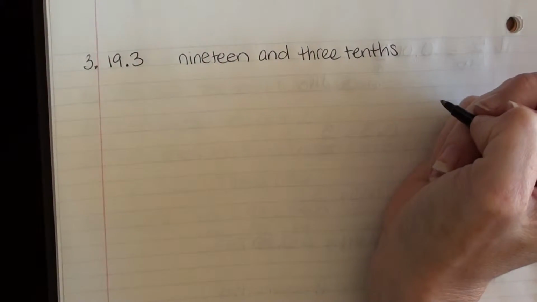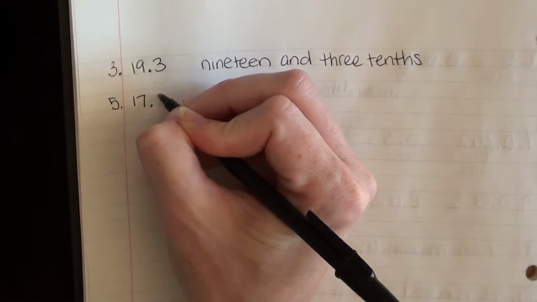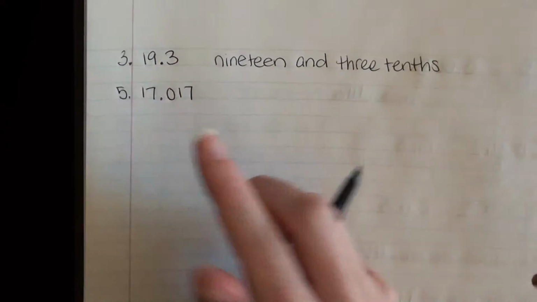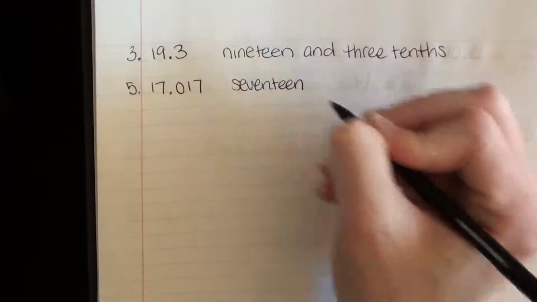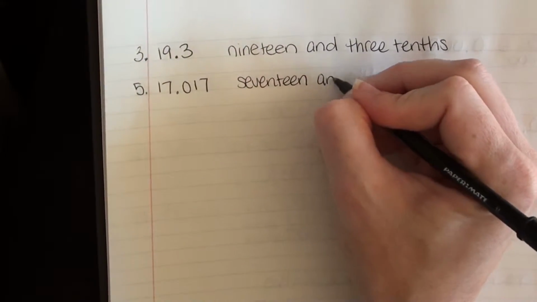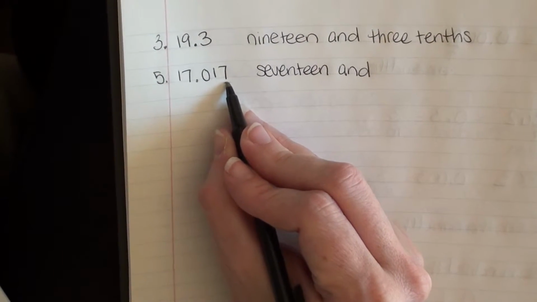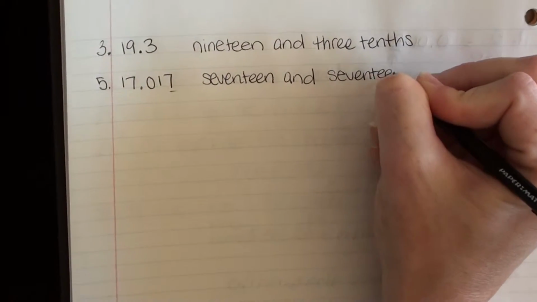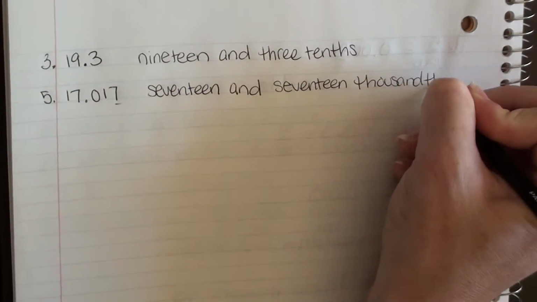Okay, let's move on to number 5. Sorry, 17.017. Okay, so again, that is the number 17. Decimal point, so I say "and." And then this 17 ends in which place value? That's the thousandths place. So I say "and 17 thousandths." Okay.